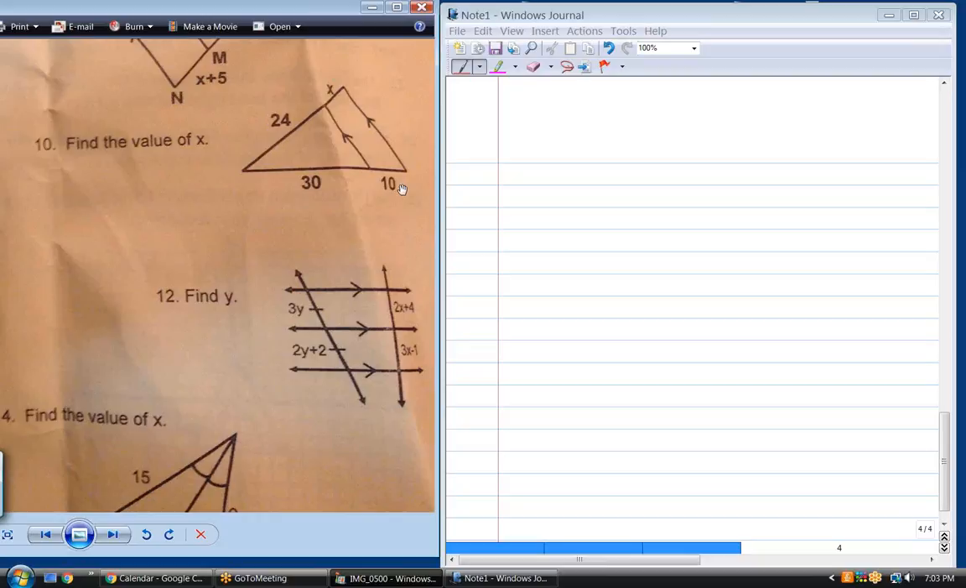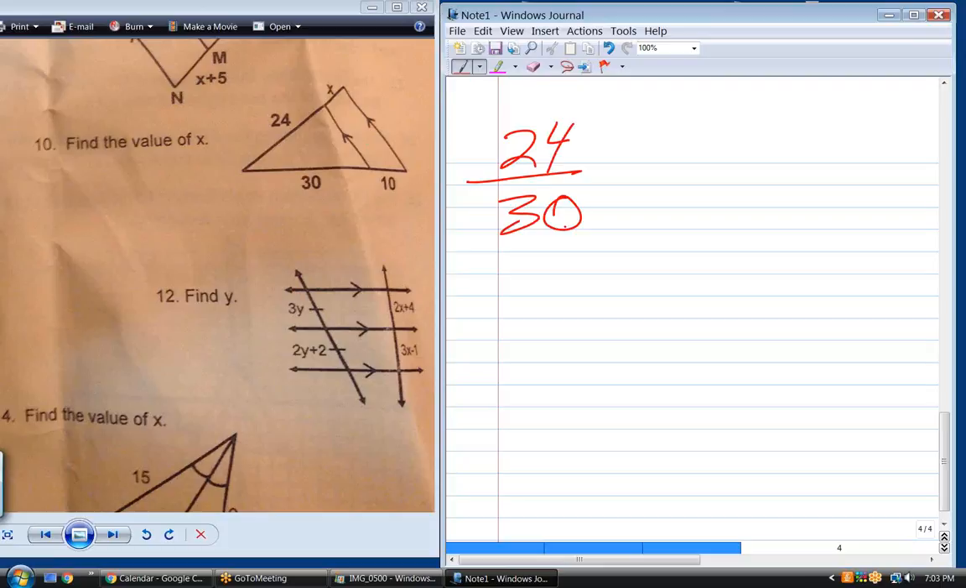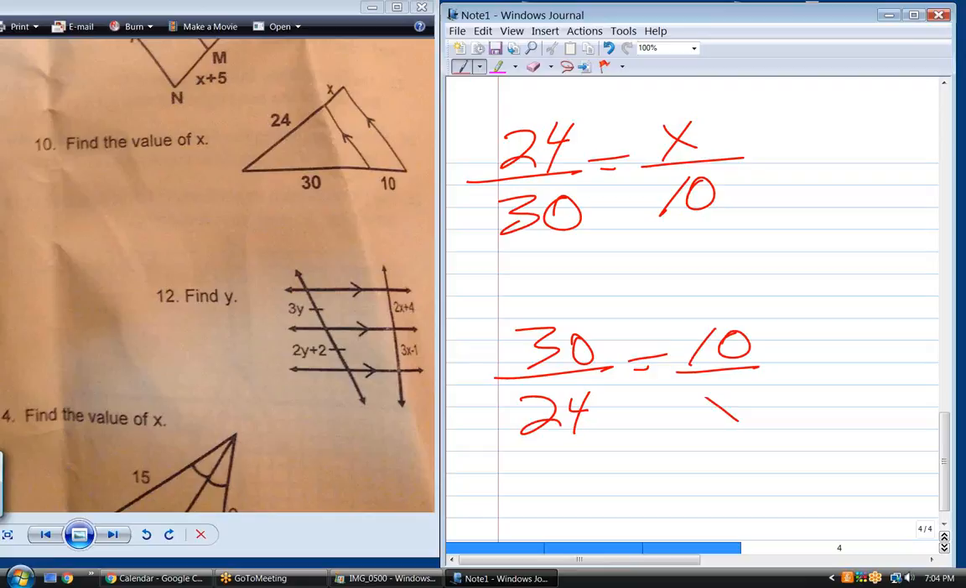Incidentally, when we write these ratios, regardless of which one you choose, put x in the numerator. And I'll show you why. If I do it the way you talked about doing it, I'm going to compare that side to that side. But I'm going to do it slightly different. You did it this way: 30 is to 24 as 10 is to x.